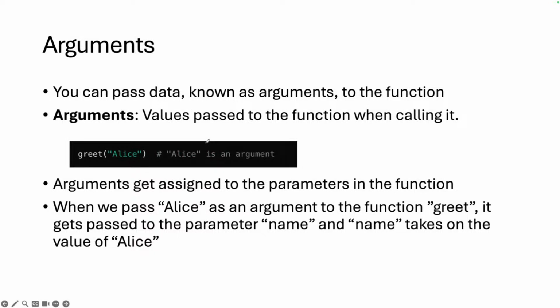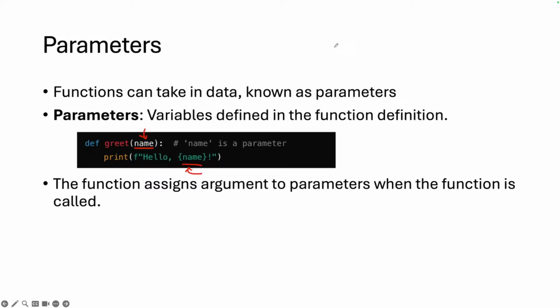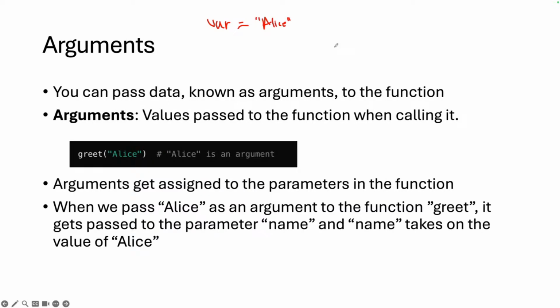Arguments, on the other hand, are what we're passing to the parameters. You can think of this as the value. So you know how in code we have var equals, we had this variable, and then we assigned it to some object value. Maybe it was, I'll just use the Alice example, var equals Alice. That's basically what we're doing here. But instead, we're saying our parameter, which we're calling name, is equal to this argument.